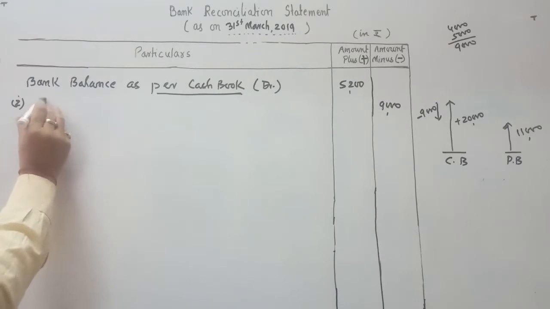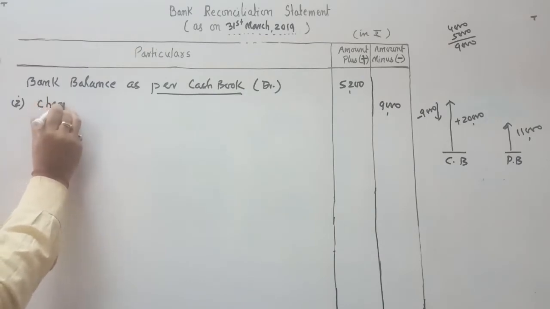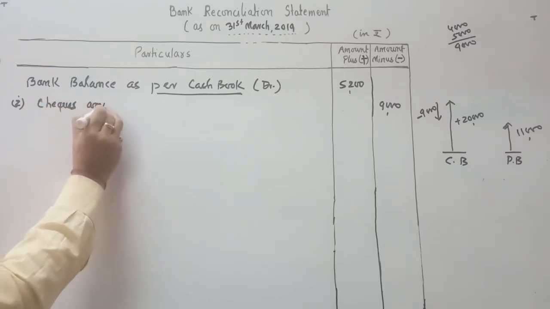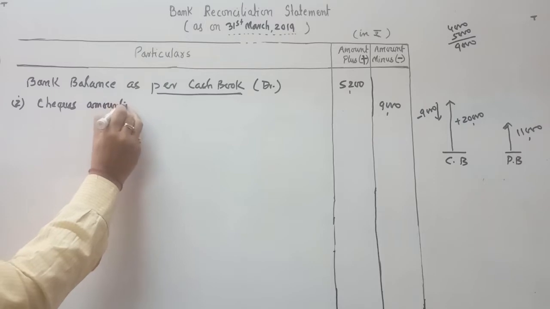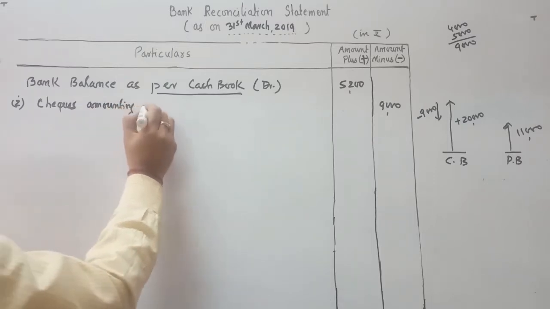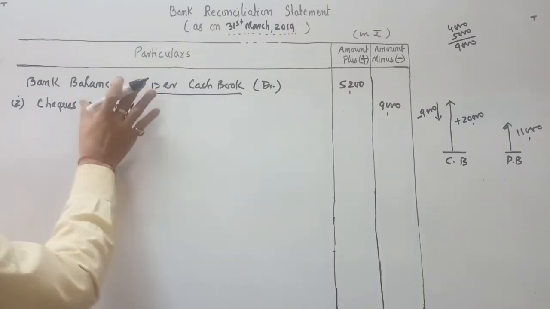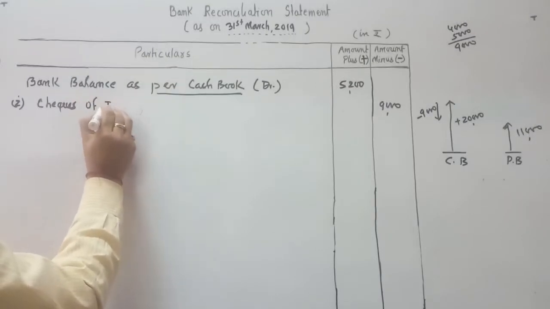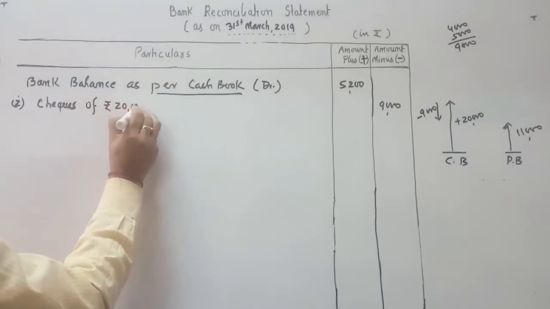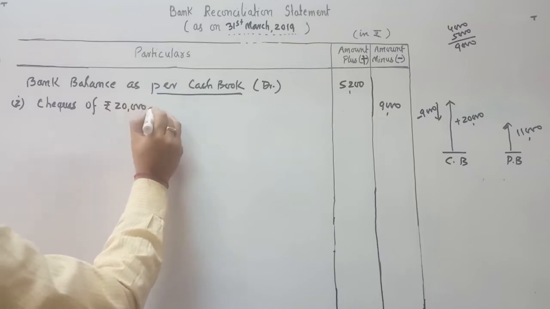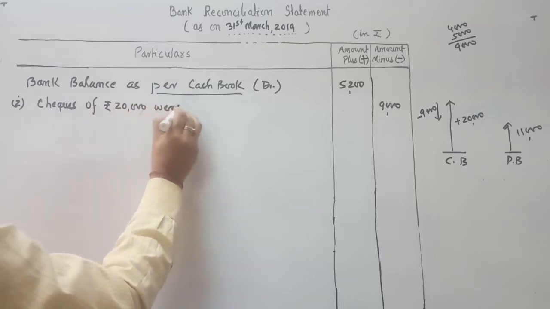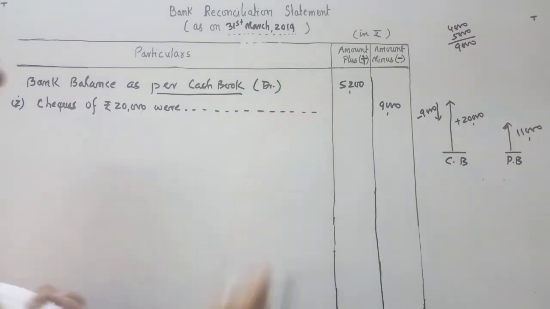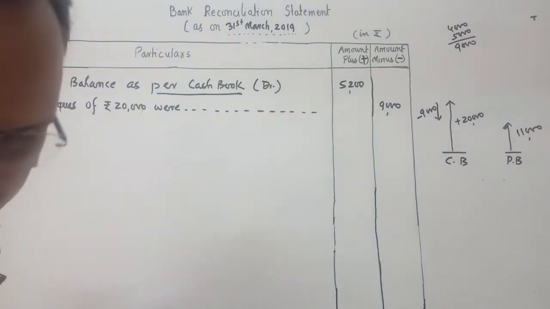So information number 1 is: checks amounting to rupees 20,000 were sent. You write the complete sentence, and write the figure in the minus side.